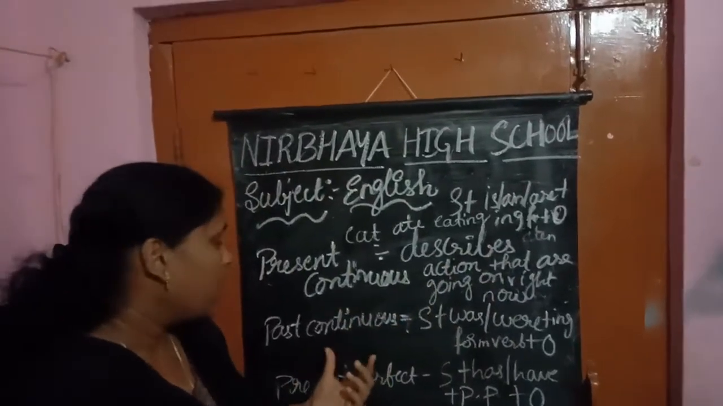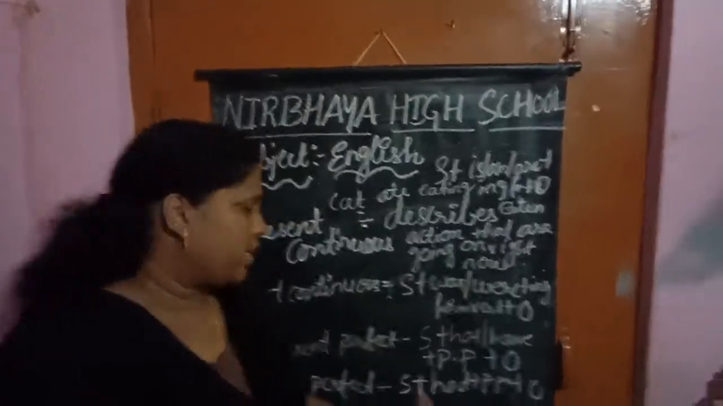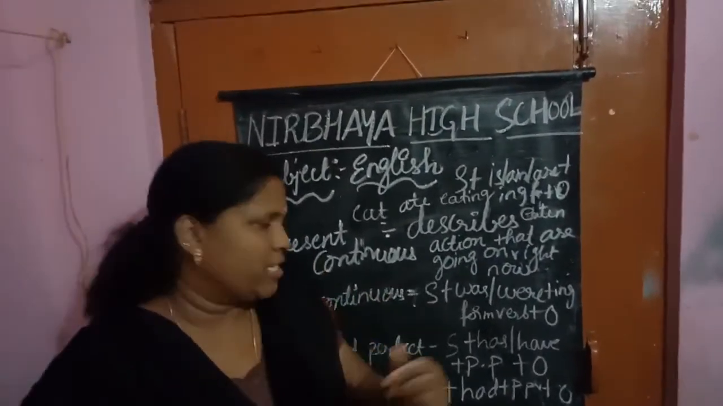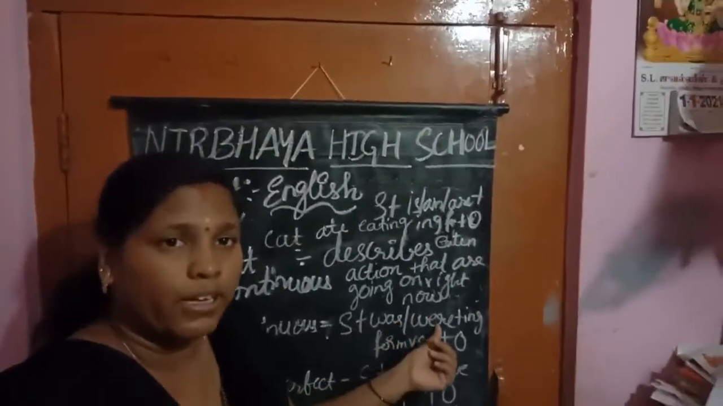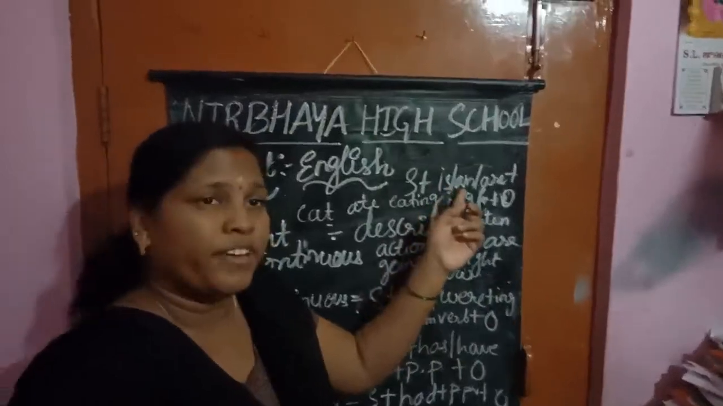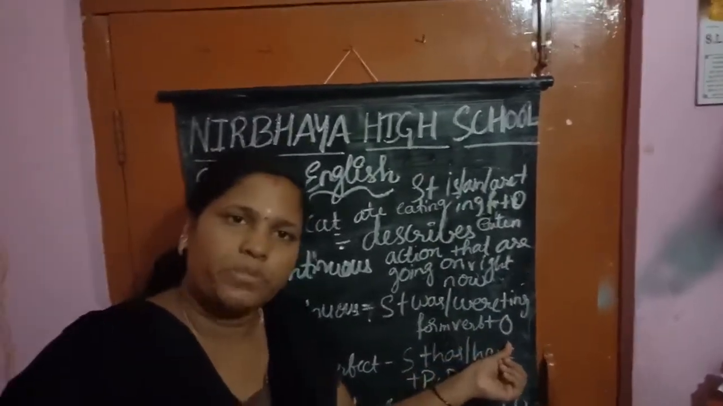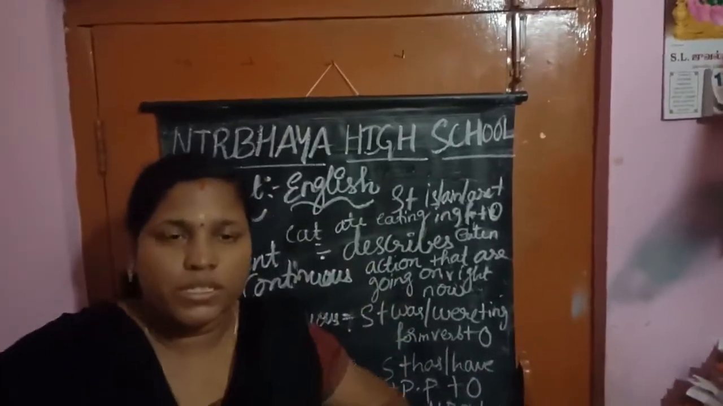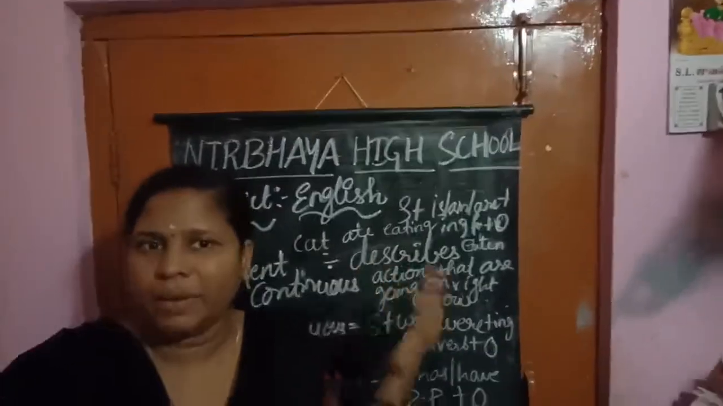Now coming to the past continuous tense. See here, children. What is the past continuous rule? We will see first. Subject plus was or were, the past form of is or are, plus ing form of verb, plus object. Understood, children? It describes the action which was happening at a particular time.